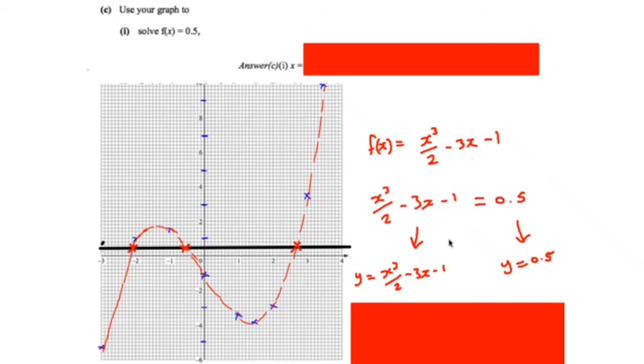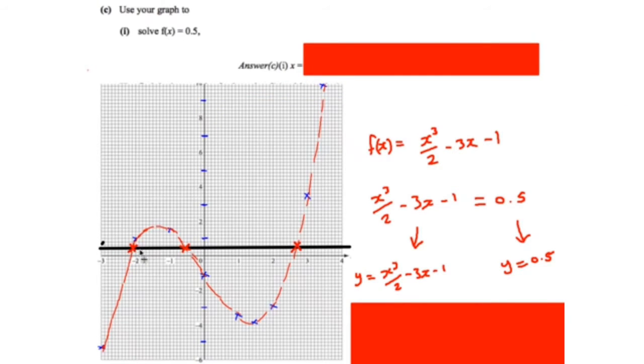Really, you can think about it like this. This is the function that we've plotted, and actually what we plotted was y equals x cubed over 2 minus 3x minus 1. And then on the right hand side we've got 0.5, so what we're looking at is plotting y equals 0.5. In effect we draw the line for y equals 0.5, which is this horizontal line here, and then we solve it. When are these two things equal? Well, they're equal when there's an intersection.